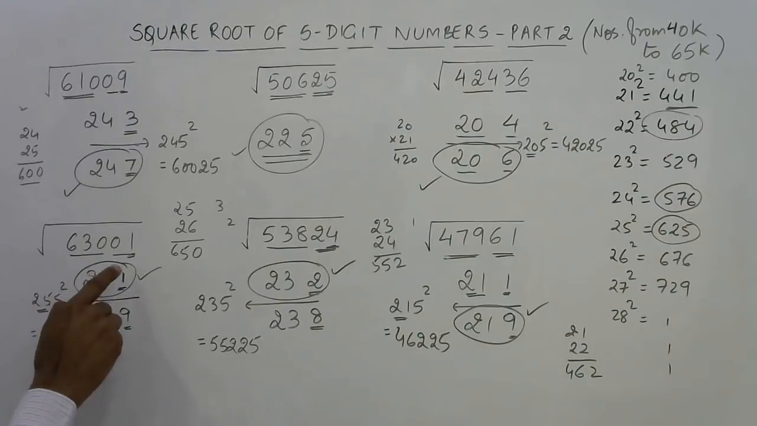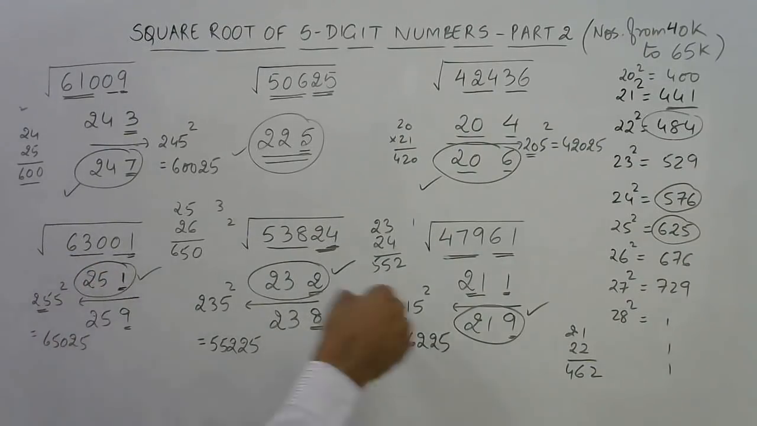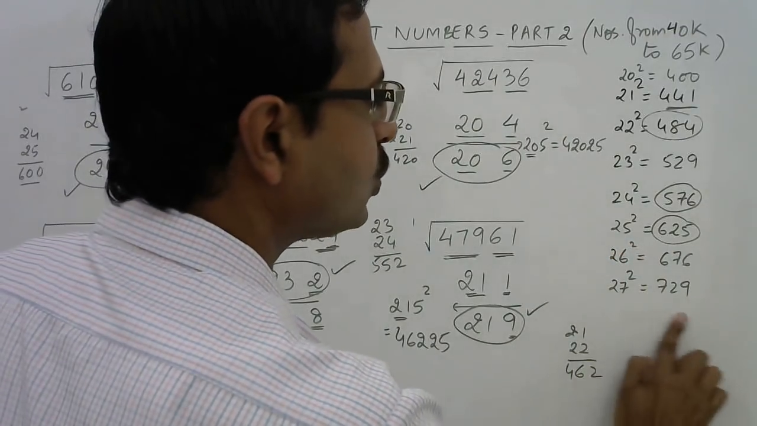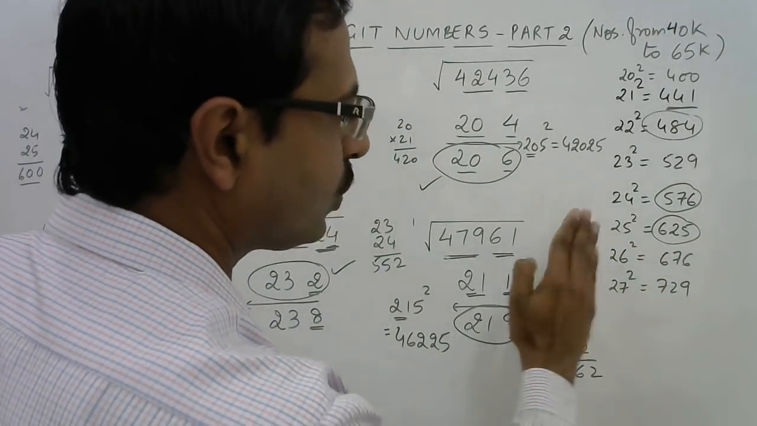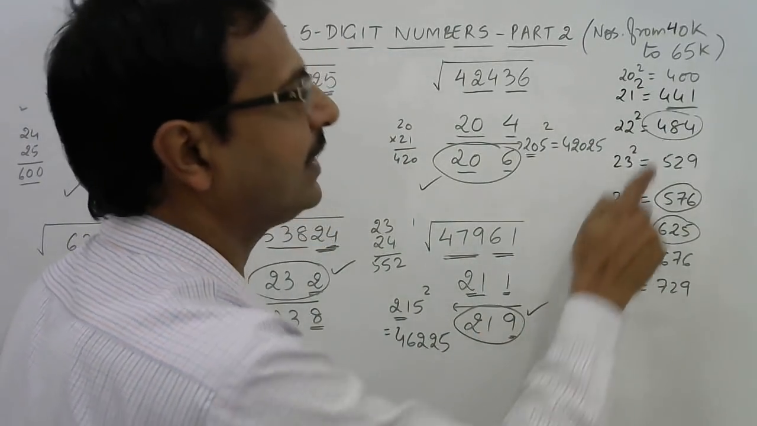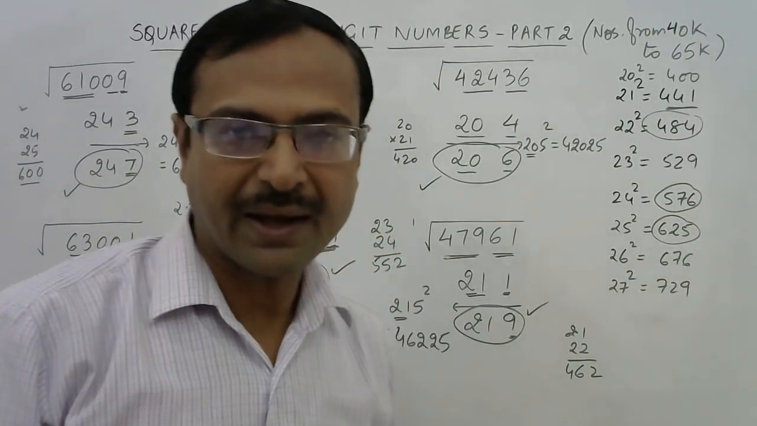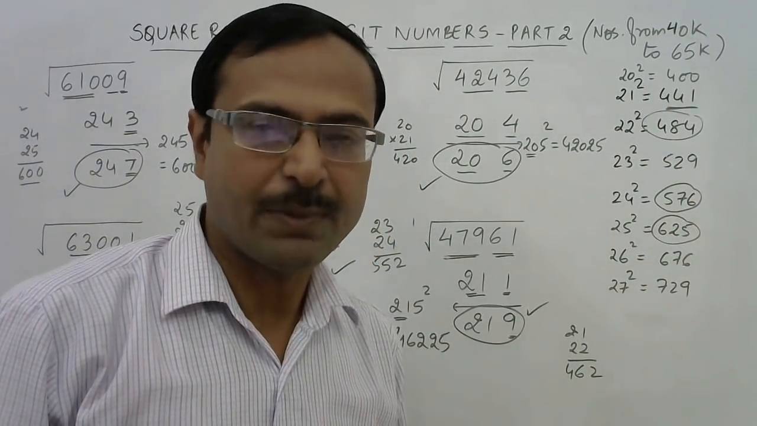See friends, I have made use of numbers only up to 630, meaning 625. So I have not used squares beyond 25. So if you have to use squares beyond 25, then this number 65,000 can be further increased to 1 lakh, which we will see in subsequent parts of this video.